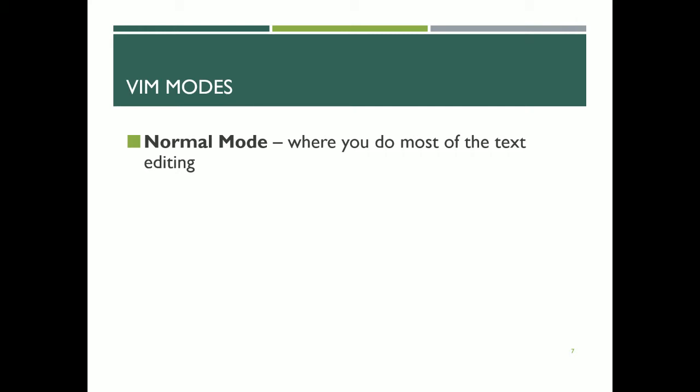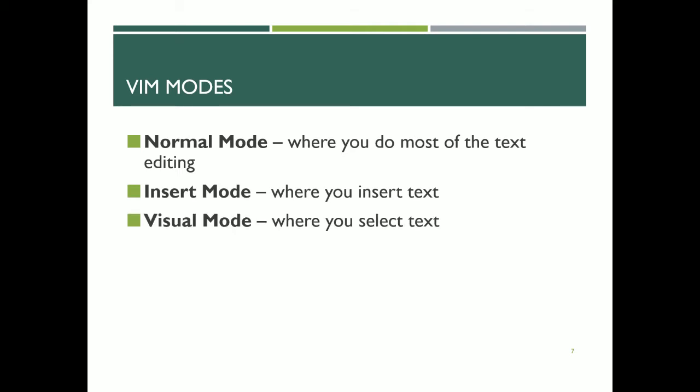The first one is called normal mode. Normal mode is where you do most of your text editing. It's like when you are done typing and you want to clean up bits and pieces here, refactor your code, things like that. You do it in normal mode of Vim. Insert mode is the mode where you actually insert text. And then we have visual mode, where we select the text. We drag and drop in Notepad++ or Sublime to select a particular text, right? So that's visual mode in Vim.